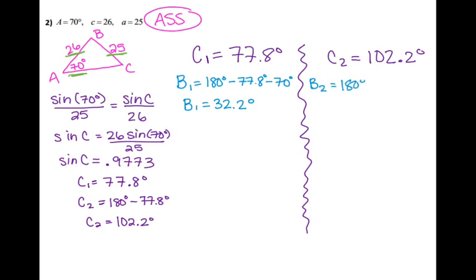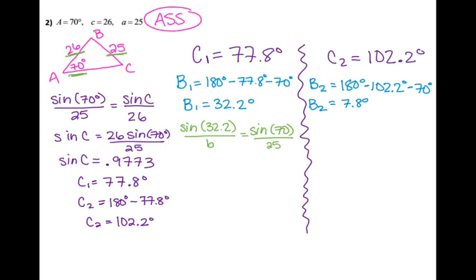I'm going to do the same thing for B2. So I'm going to take 180, but of course instead of 77.8, I'm going to use 102.2, minus 70 degrees, since that angle is 70 degrees. So 180 minus 102.2 minus 70 gives me 7.8 degrees. All right, now that I have B1 and B2, I have angle B. I still need to solve for side B. So I'm going to do this in green. I have sine of B1, 32.2, over side B equals, and I'm going to use A and A again since that's what we had to start: sine of 70 over 25.